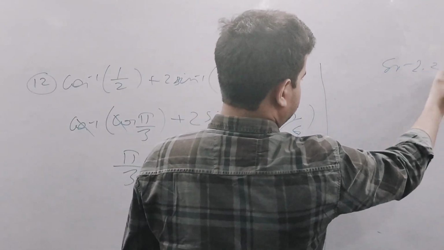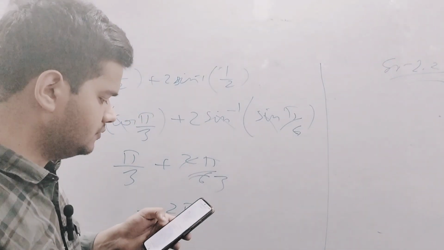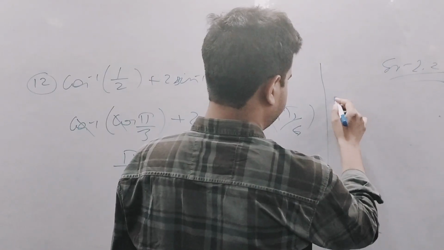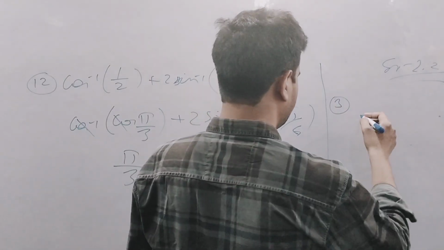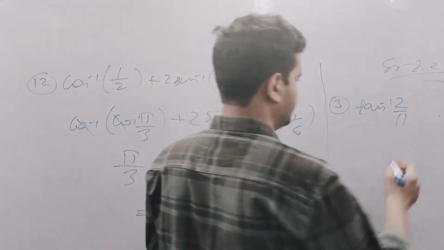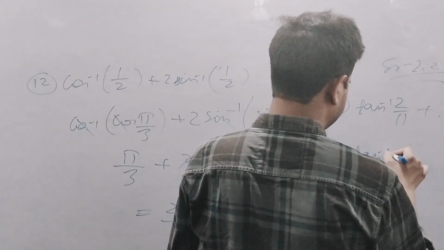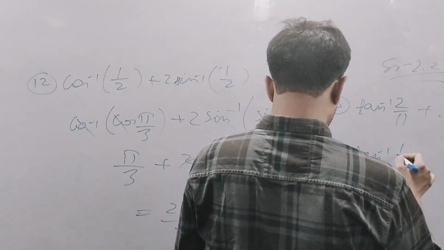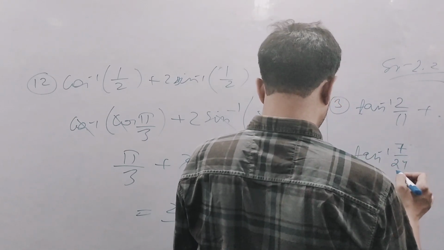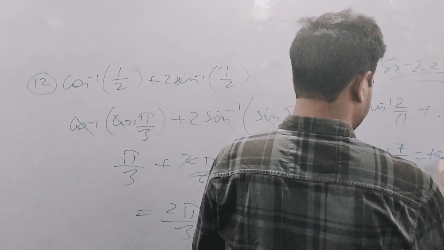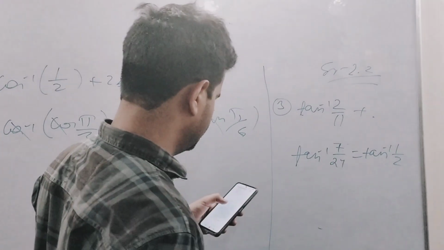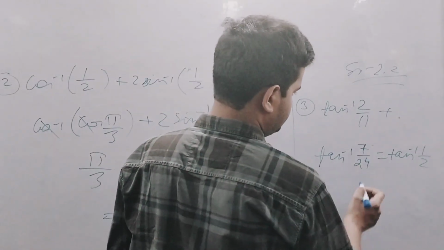Exercise 2.2. You will do all the main questions now. The question number 3 is prove tan inverse 2 upon 11 plus tan inverse 7 upon 24 is equal to tan inverse half. Prove tan inverse 2 upon 11 plus tan inverse 7 upon 24 is equal to tan inverse half.